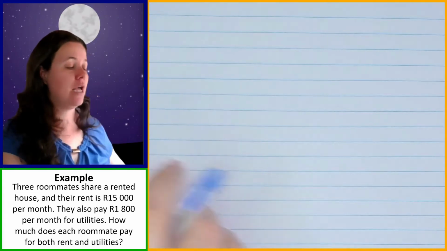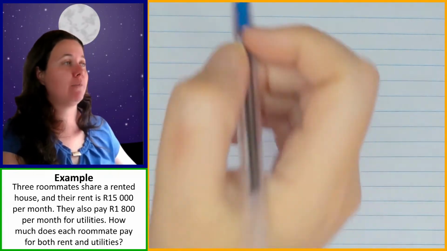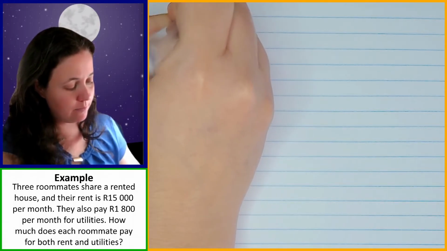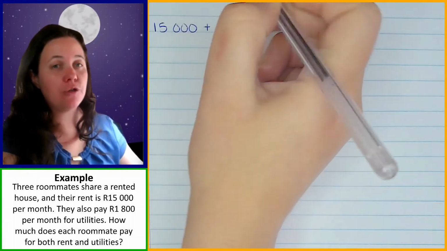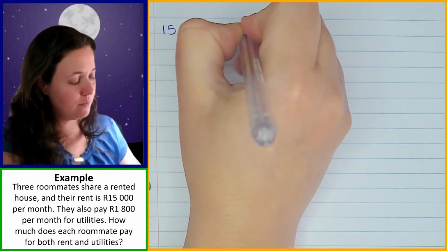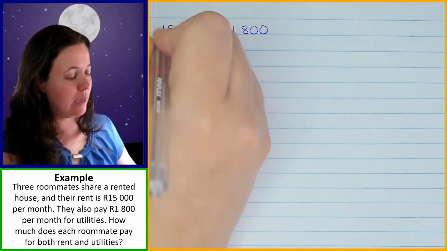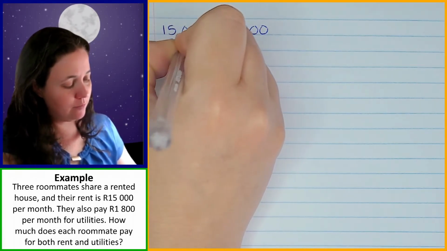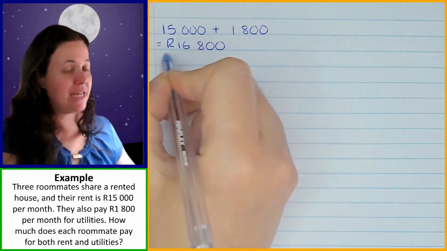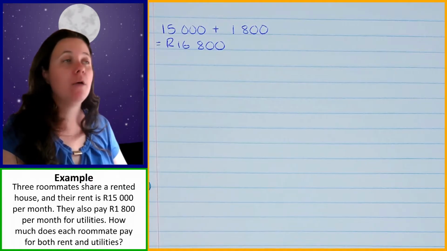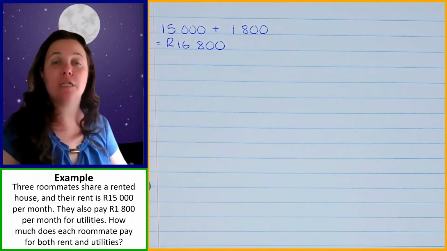So first of all, to work out the total cost per month, I'm going to take the 15,000, which is the rent amount, and I'm going to add the utilities amount, which is 1,800. And that will give me 16,800. So that's the total amount that this house costs per month, with the rent and the utilities combined.